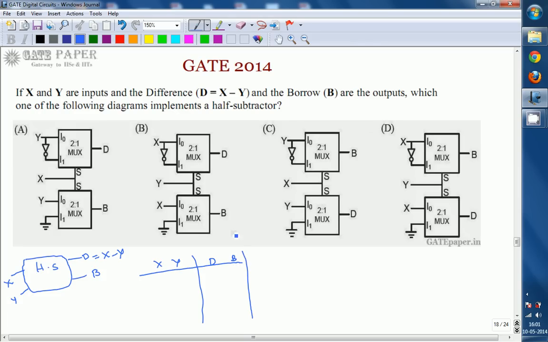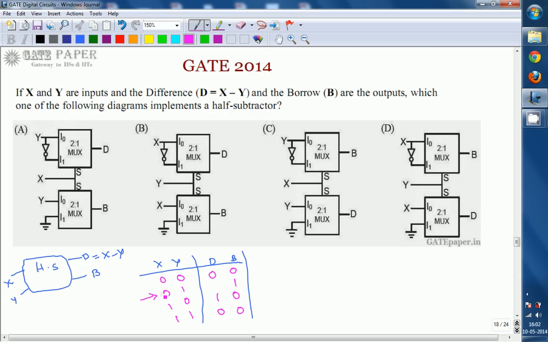The different possibilities are 00, 01, 10, 11. 0 minus 0 is 0, there is no borrow. 1 minus 0 is 1, no borrow required. 1 minus 1 is 0, no borrow is required. Only here we require a borrow: 0 minus 1, you are subtracting the larger from the smaller, so it requires a borrow. So definitely borrow is equal to 1.